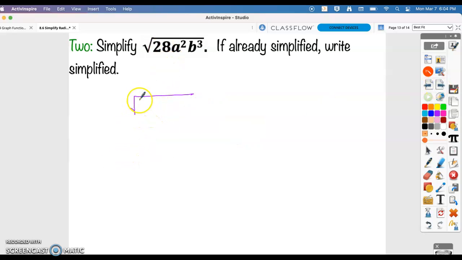28. So again, thinking about those perfect roots, got 4 times 7. A squared. We want to make b a square, and so that would make 1b left. Take out our perfect squares. So square root of 4 would be 2. Square root of a to the 2nd would be a. B to the 2nd would be b. What's left on the inside is 7 and a b.